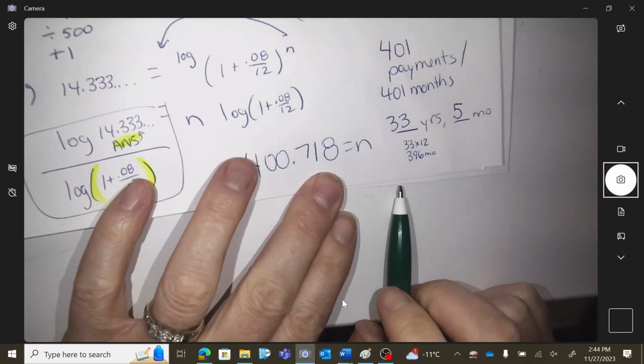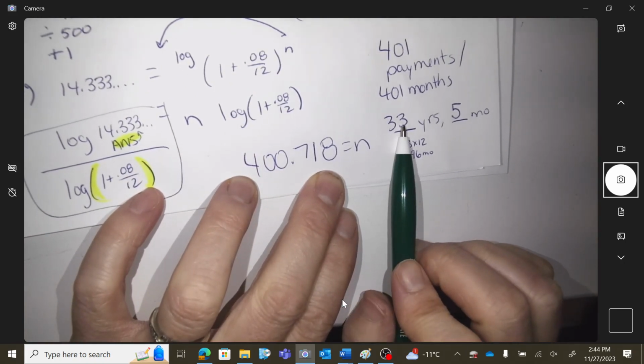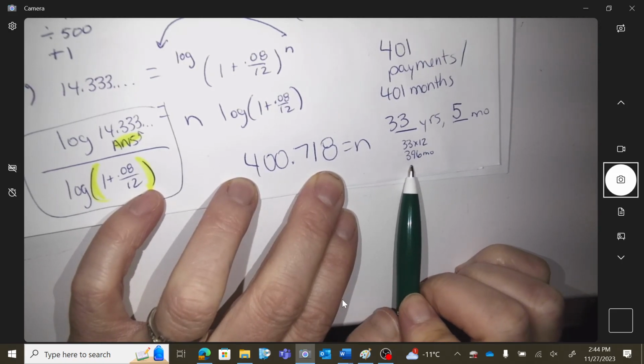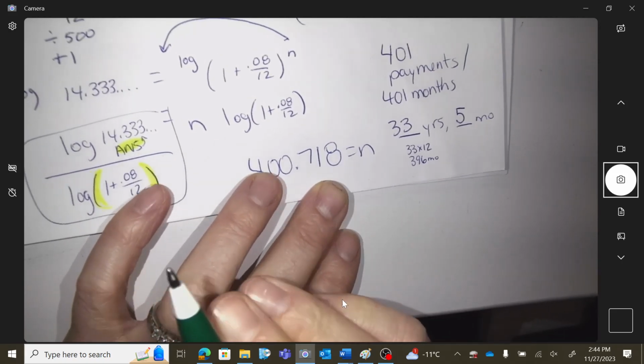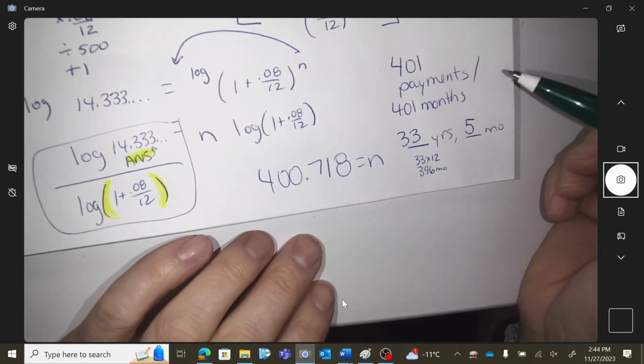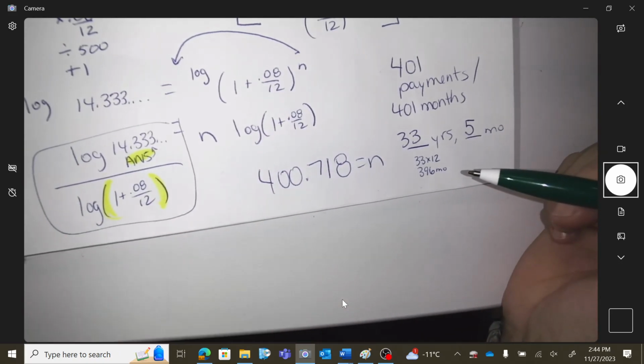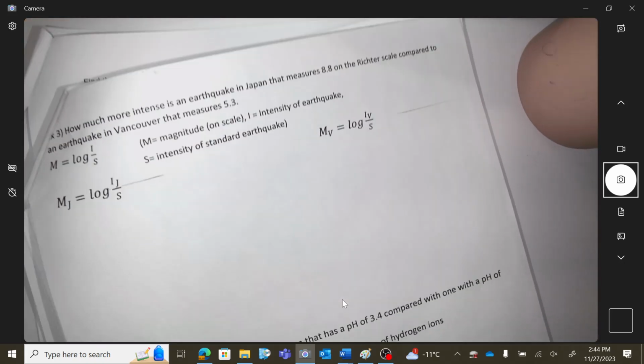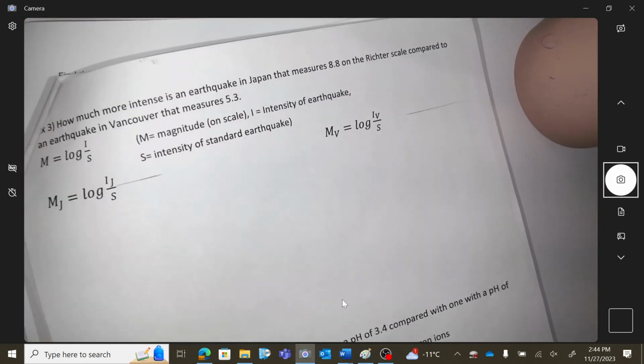Okay, so here's kind of an idea. 33 years. So that was 396 months, so now we have 5 more months to go. So look at that. You guys need to start putting 500 into the bank every day already, so you can be a millionaire by your 50th birthday.